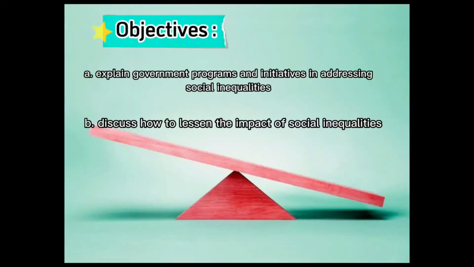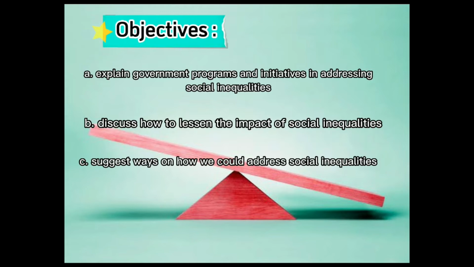But before we proceed to our proper discussions, here are the objectives that we aim at the end of our lessons. A. Explain government programs and initiatives in addressing social inequalities. B. Discuss how to lessen the impact of social inequalities. And C. Suggest ways on how we could address social inequalities. I know that at the end of our discussion, you will be able to identify and explain the government efforts in addressing social inequality issues.